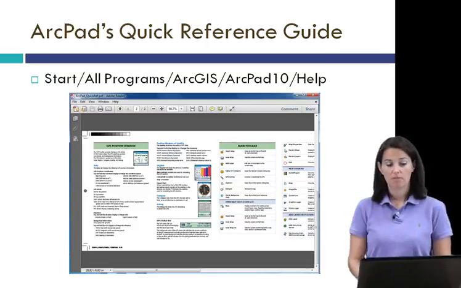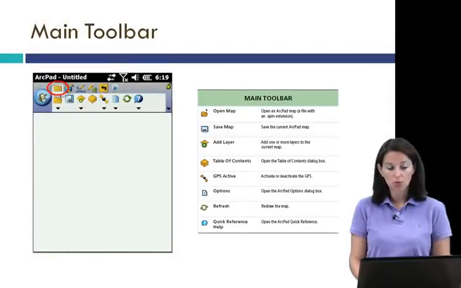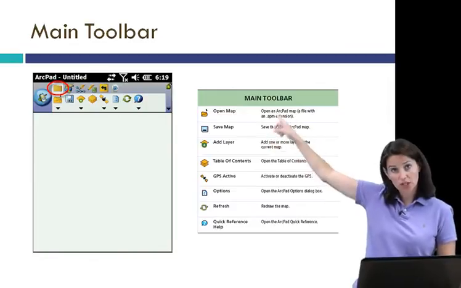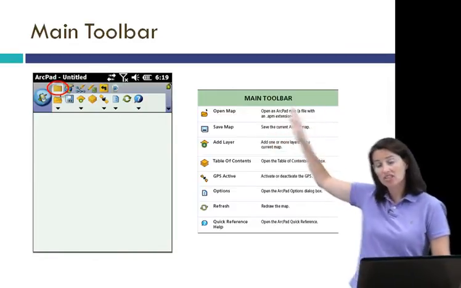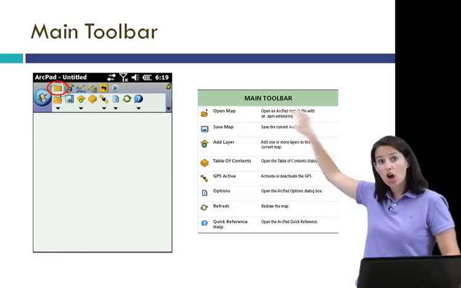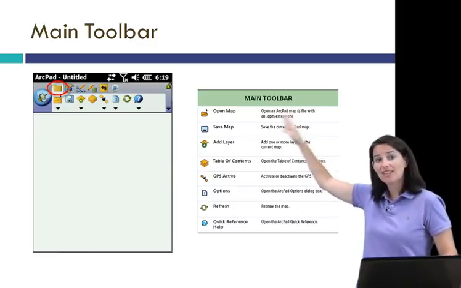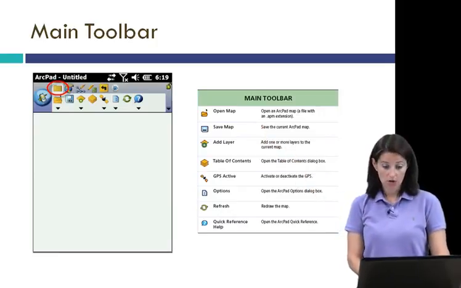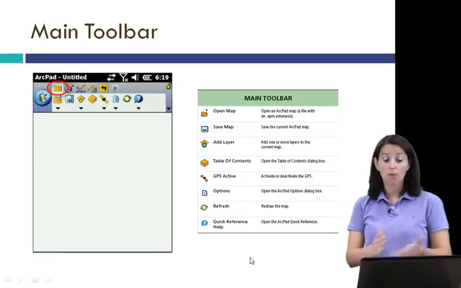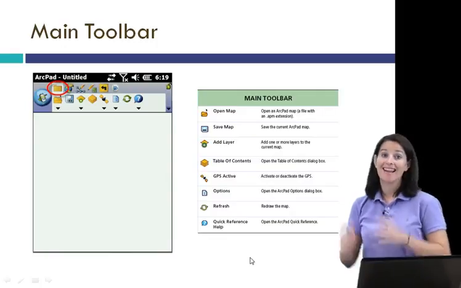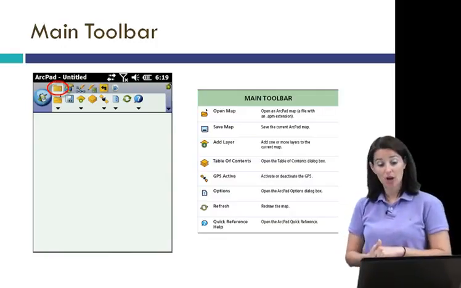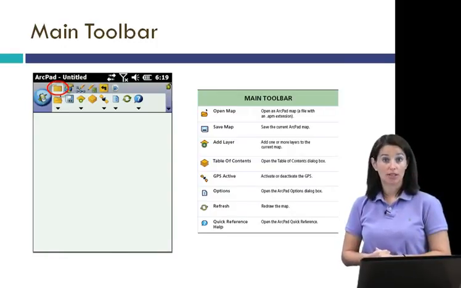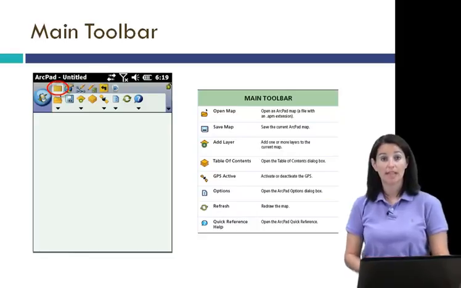I'm going to briefly go over them here, though. On your Main toolbar, if you notice up at the top, the red little folder is circled. The way that you get to the different toolbars is you just tap on the different icons. That top row of icons takes you to the different toolbars, and the first one takes you to the Main toolbar. Here are the different icons: Open Map, Save Map, Add Layers, Table of Contents, GPS Active, Options, Refresh, and then your Quick Reference Help.